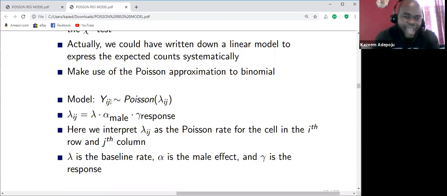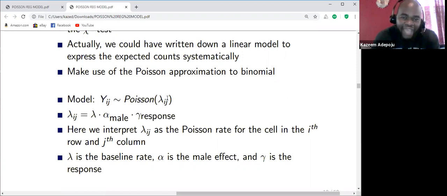I'm going to say Yij, a random variable for a particular event in a particular interval, follows a Poisson distribution with a lambda ij. The other time I said lambda, but I'm talking about Yij now, so there's going to be a lambda ij. The lambda ij will be equal to lambda multiplied by alpha male and the gamma response.